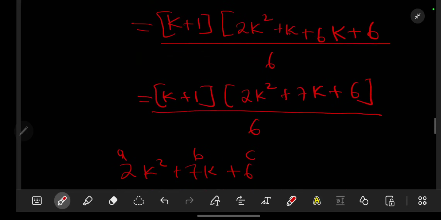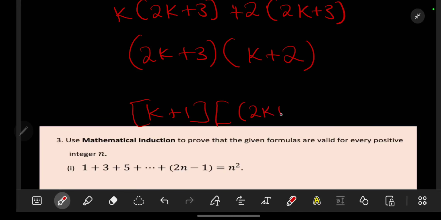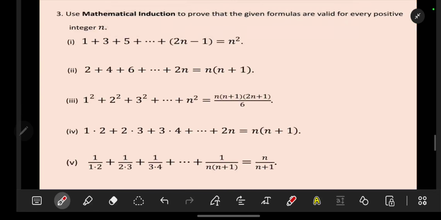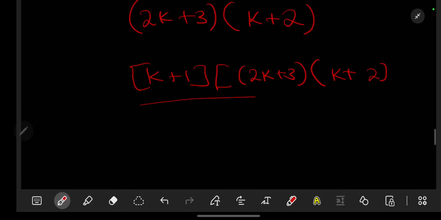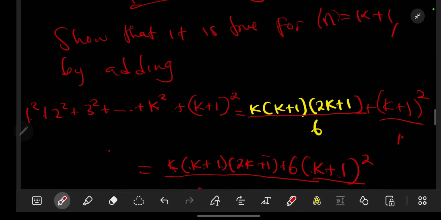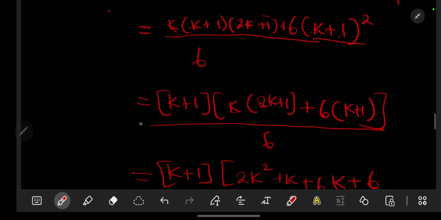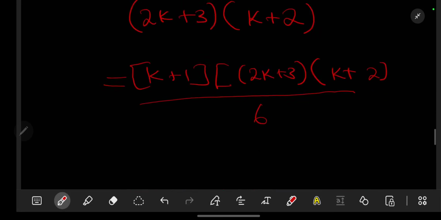So taking this, we have our k plus 1, then we also have our 2k plus 3, which we have found, and our k plus 2. Then all of this is over 6. So this is what we have. Everything is equal to that. This equal sign means this number is still there, but we cannot keep writing it, so that's why we put the equal sign here.